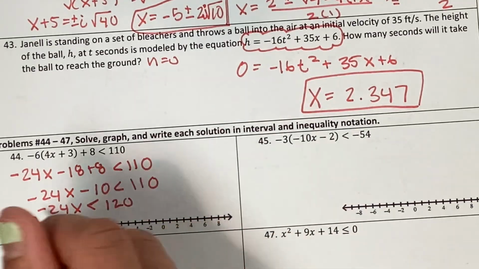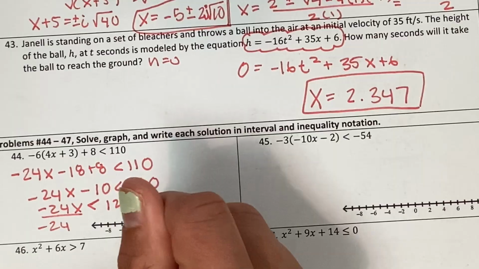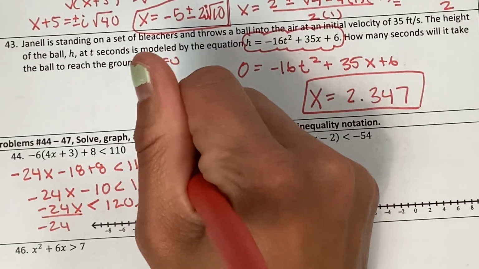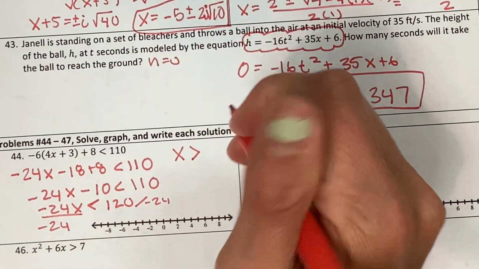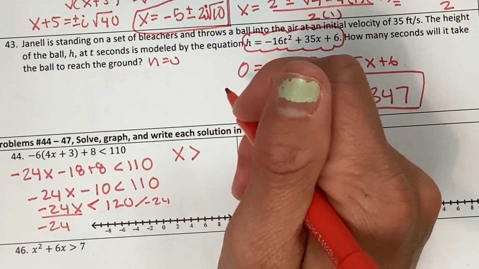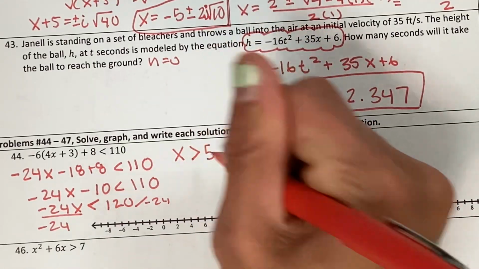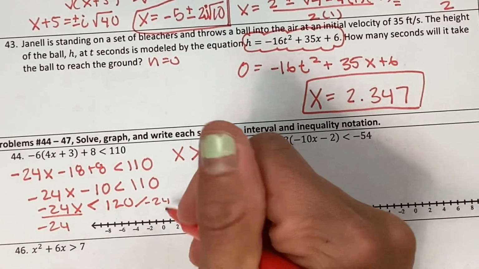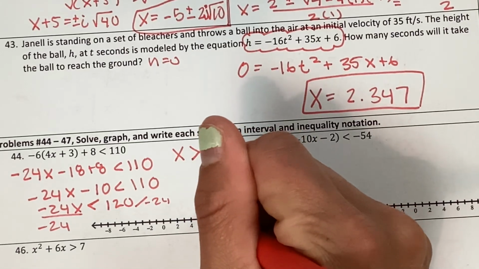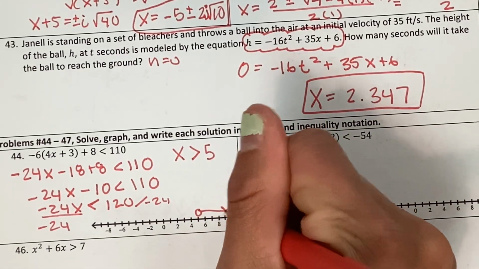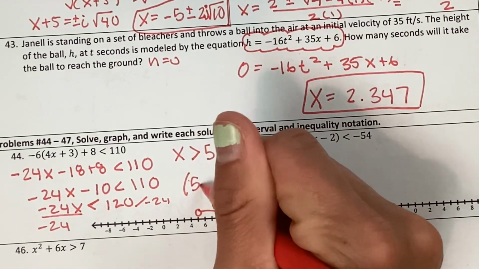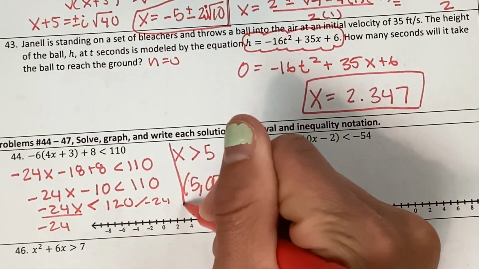And then since you're dividing by a negative, we got to flip this around. So x is greater than 5. All right, so 5 is going to have an open circle, and it's going to the right, which is the same thing as 5, comma, infinity.